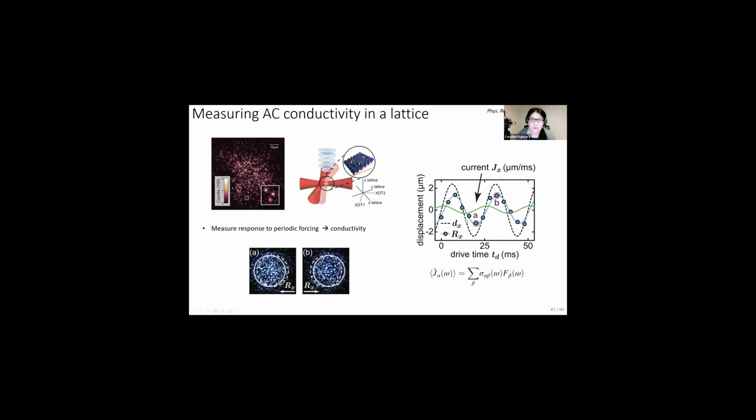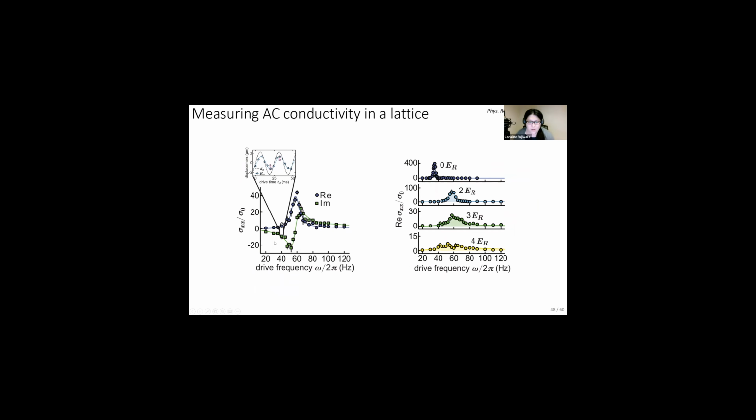And that allows me to measure a conductivity both as a real part and an imaginary part, where the imaginary part represents the fact that the conductivity is phase shifted. And I can also study how a variety of these conductivity parameters depends on lattice depth.